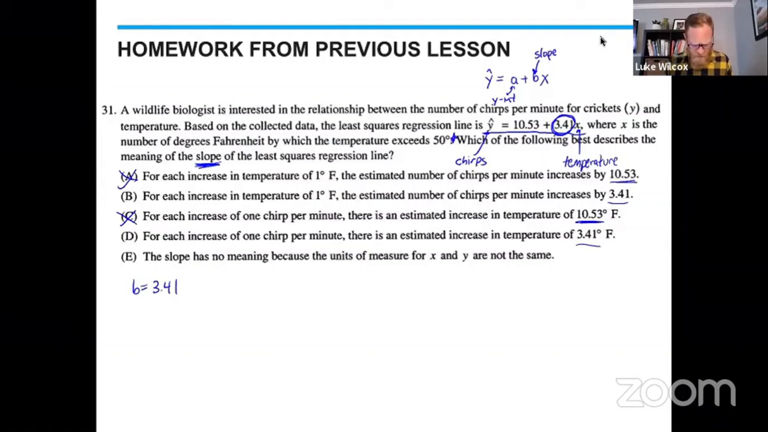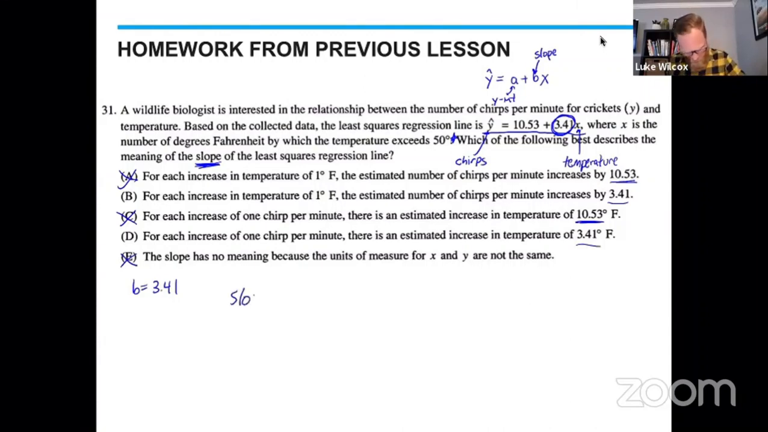It says the slope has no meaning because the units of measure for x and y are not the same. Well, when it comes to slope, you do not have to have the same units for x as you do for y. This is certainly not the answer that we're looking for. So we either know it's answer choice B or answer choice D.